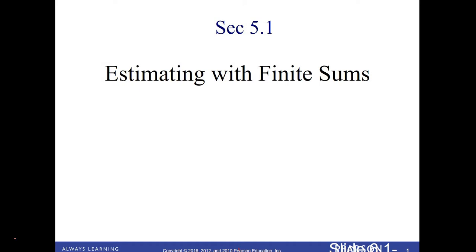Section 5.1 is estimating with finite sums. So we're going to be looking at finding distance traveled when velocity varies. We all know that if velocity is constant, so if we're going 60 miles per hour at a constant rate for 3 hours, all we have to do is multiply 60 times 3. Distance equals rate times time gives the accumulated distance.